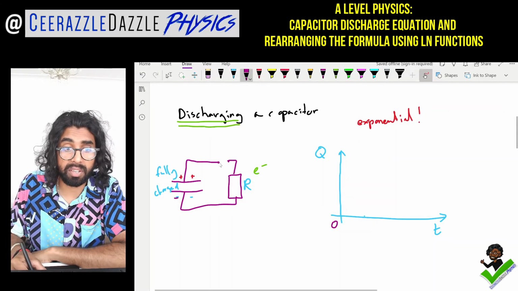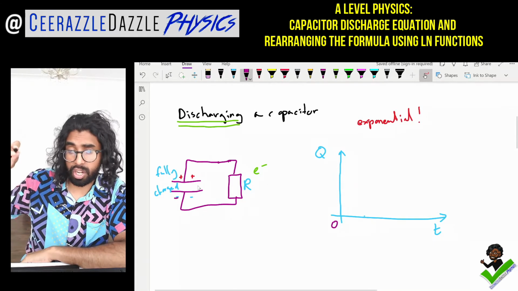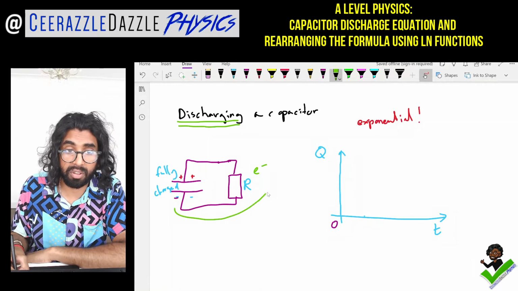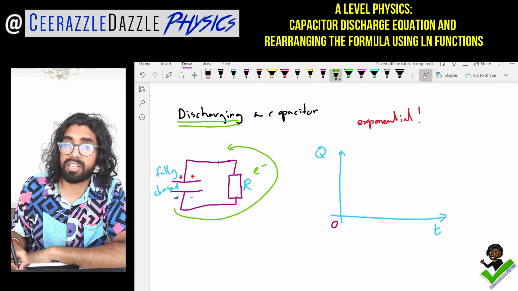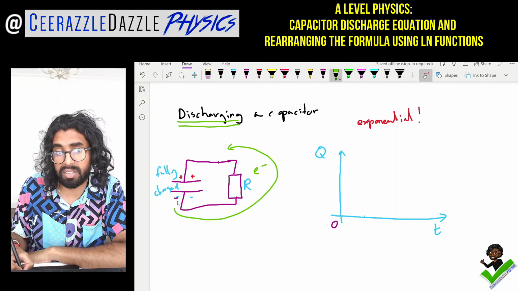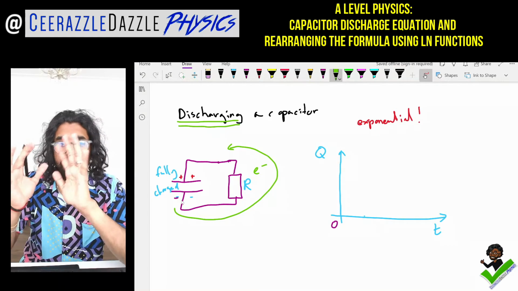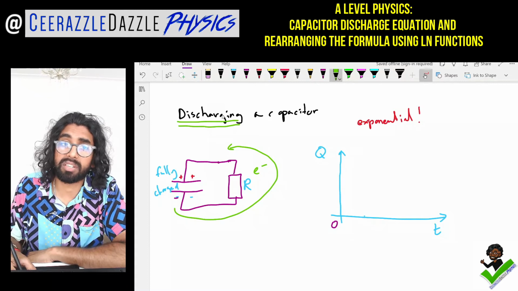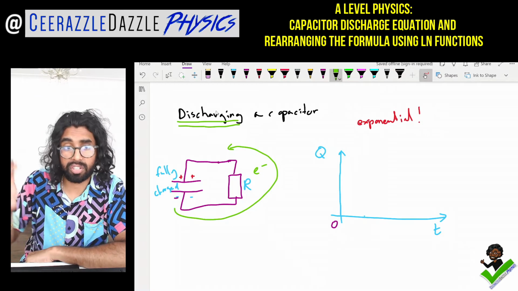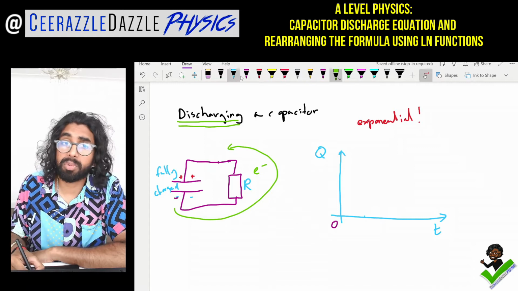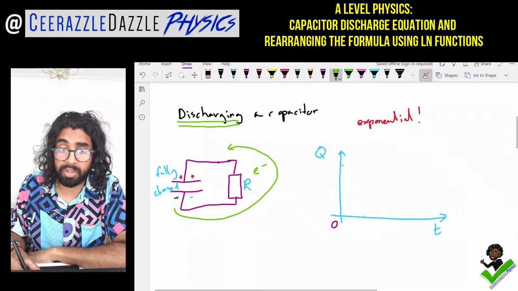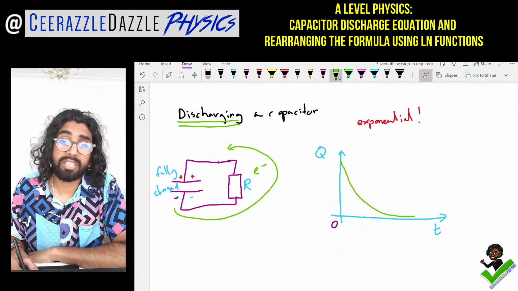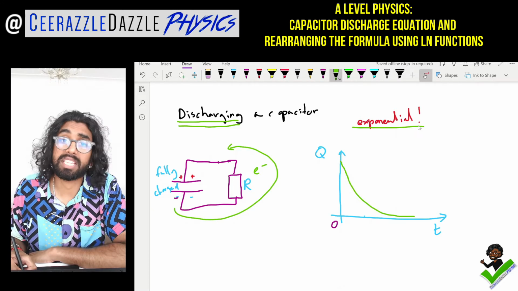So the switch will be hit right now. Obviously, the charge will start to flow around the circuit. There we go. Look, my electrons start to flow around from the negative terminal, because there's a concentration of electrons, all the way around here. So what happens to the charge stored on my capacitor? Obviously, it is discharging, so the charge is getting less and less. If I was to plot a graph of charge against time, we end up with the following graph. This graph is exponential.